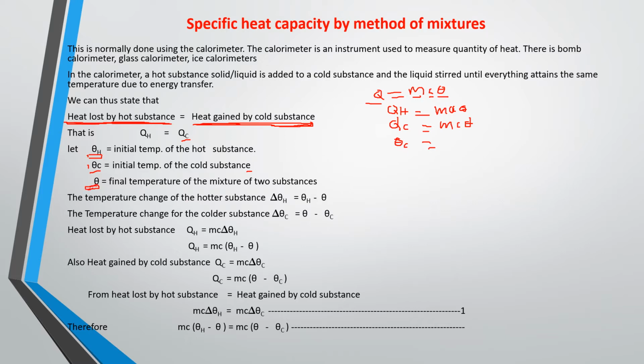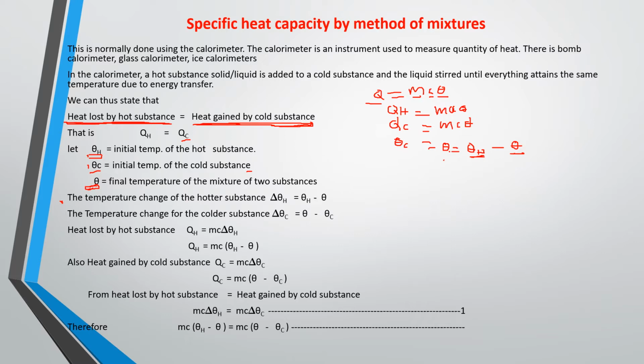So that when you are looking for the temperature change for the hot substance, it will be its initial temperature, theta H, minus the final temperature. So the temperature change for the hot object is the initial temperature, which is hotter than the final temperature, minus the final temperature.